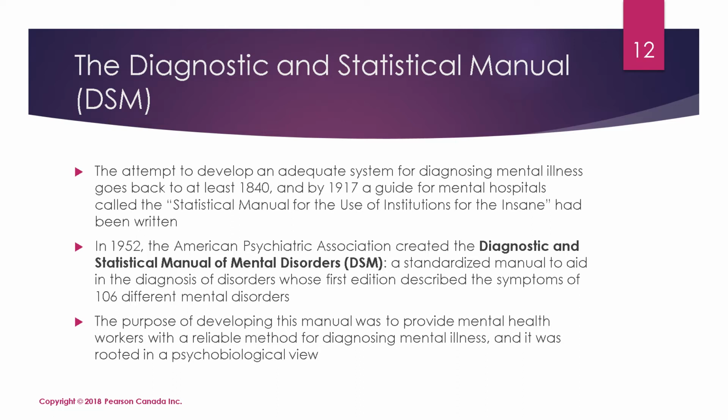So we have revised this book several times over the years, and it is still our main go-to today. But that original publication in 1952 was really influential because it was one of the first times that we had gathered up all the information that we knew based on the research evidence about this phenomenon that is known as mental illness. So the purpose of developing this manual was to provide mental health workers with a reliable method for diagnosing mental illness, and it was rooted in a psychobiological view. So not only does it consider psychological factors, but also biological factors that can contribute to the onset and the maintenance of mental illness as well.